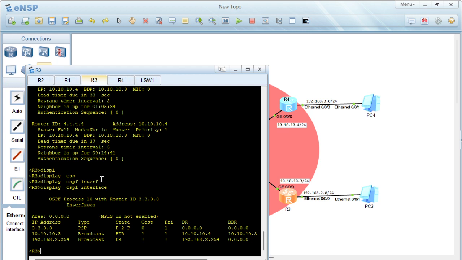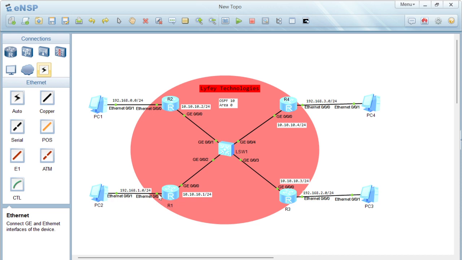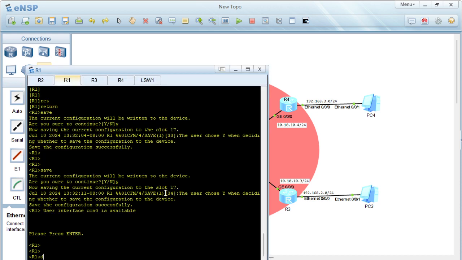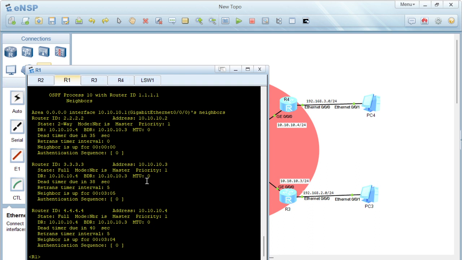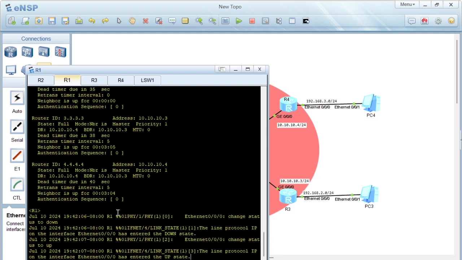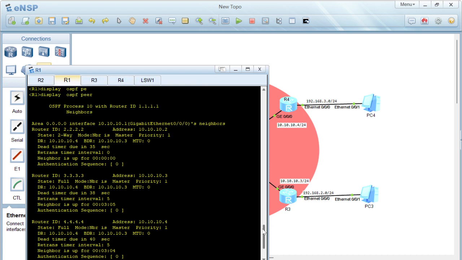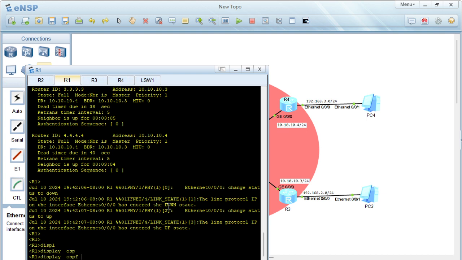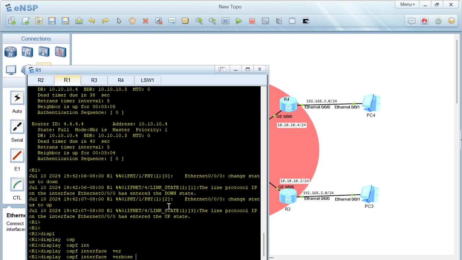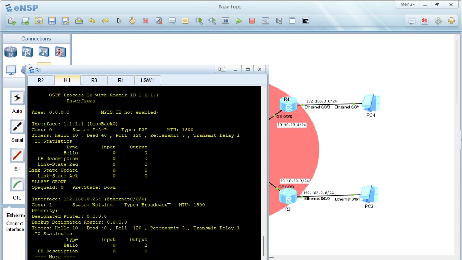Let me check on R1, display ospf peer. So you have 3 peerings also. Display ospf interface. You can see more details about these interfaces.